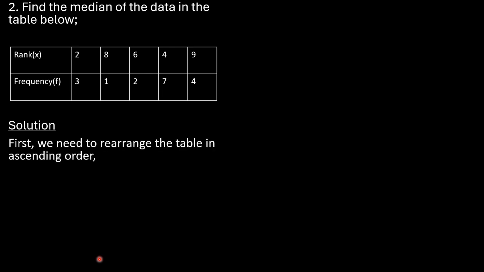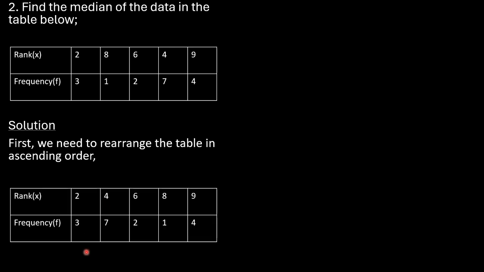First, we can see that the values in our table are not arranged in either ascending or descending order. You can see that it's mixed up. So what we have to do first is to rearrange the table in either ascending order or descending order. Again, here we choose to arrange it in ascending order. So here's the table. You can see now that the table has been arranged in ascending order.